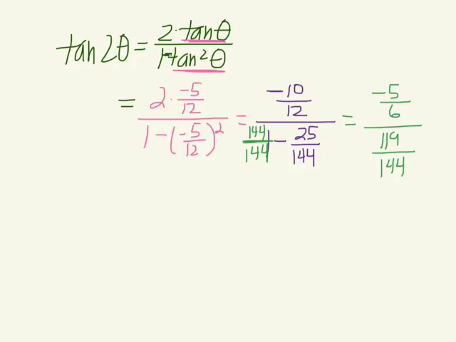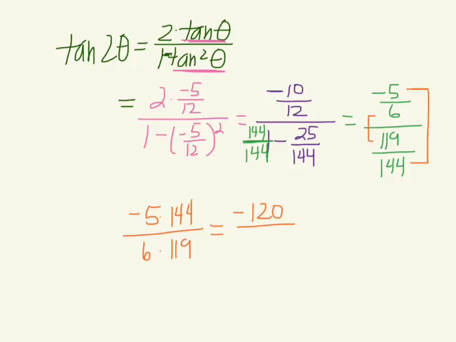And then our last step is to multiply these two together. Your new numerator is -5 times 144, and the denominator 6 times 119, which after you multiply them together and reduce it, is going to give you -120 over 119, which does not reduce. So we're just going to go ahead and leave it like that.